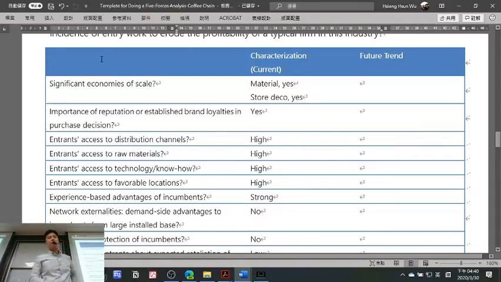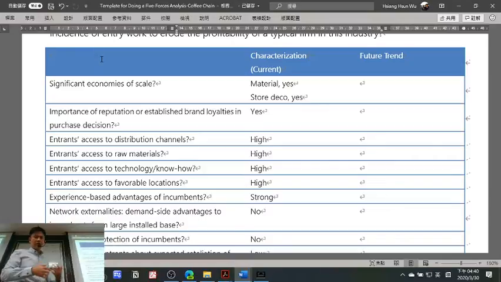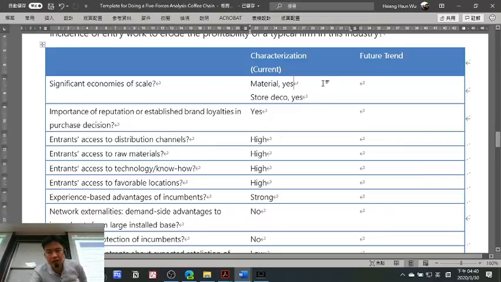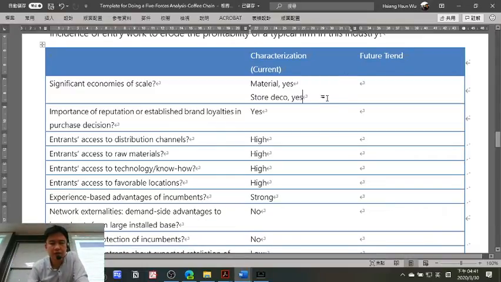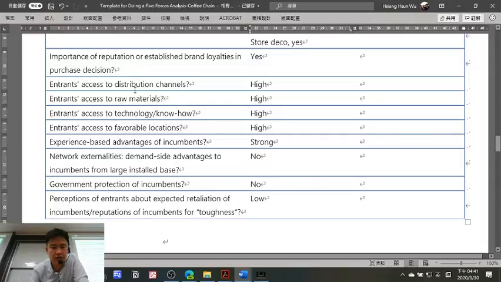Economies of scale. Obviously, there is no significant economy of scale. Milk, coffee beans, no, these are not. You have plenty of choices, and there is no significant economy of scale. Some materials, yes, but not all. Store decoration, maybe, yes. If you want to decorate all your stores, you need many stores to spread the decoration cost. So maybe store decoration can have the economy of scale. What else? You just check each of them.